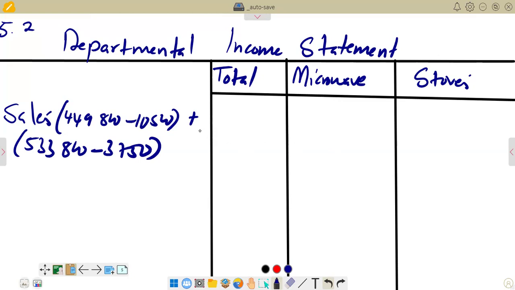So for microwaves, if you say 449,800 minus 10,500, you are supposed to get 439,300. So here we've got 439,300. Then for stoves, we say 533,800 minus 3,750. The answer that you are supposed to get there is 530,050. Then you now add the two. You say 530,050. Let's just try to see.